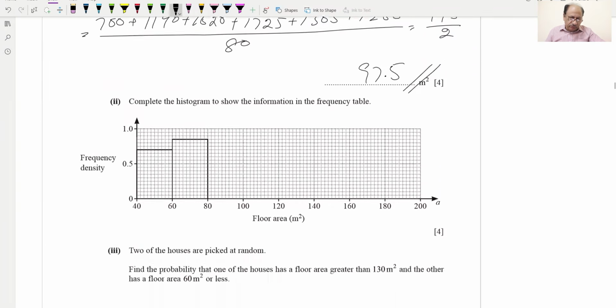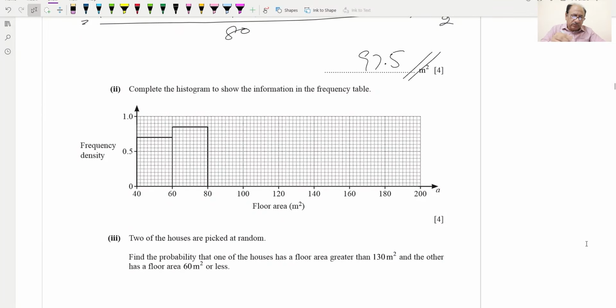Hopefully you understood this. Now the second part is basically the histogram. Complete the histogram to show the information in the frequency table. This side is frequency density, and this side is floor area. They're saying, third part, two of the houses are picked at random. Find the probability that one of the houses. Basically, first we have to complete the histogram diagram, and then we'll move to the third part.